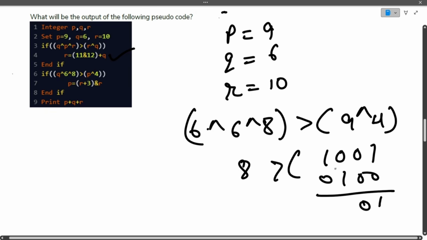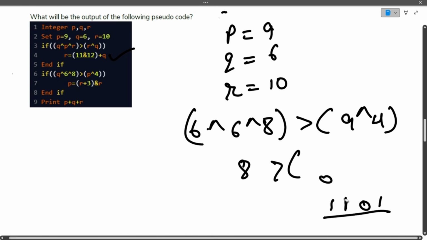Okay, I hope you know what is XOR. So if there are two different elements, then we get 1. Otherwise, if there are two same elements, we get 0. So 1 XOR 1 is this. So this is 12, 13. So 13. So 8 is greater than 13. So answer is no. So this is also coming as 13. So 8 is greater than 13. So answer is no. So this condition will also not run.